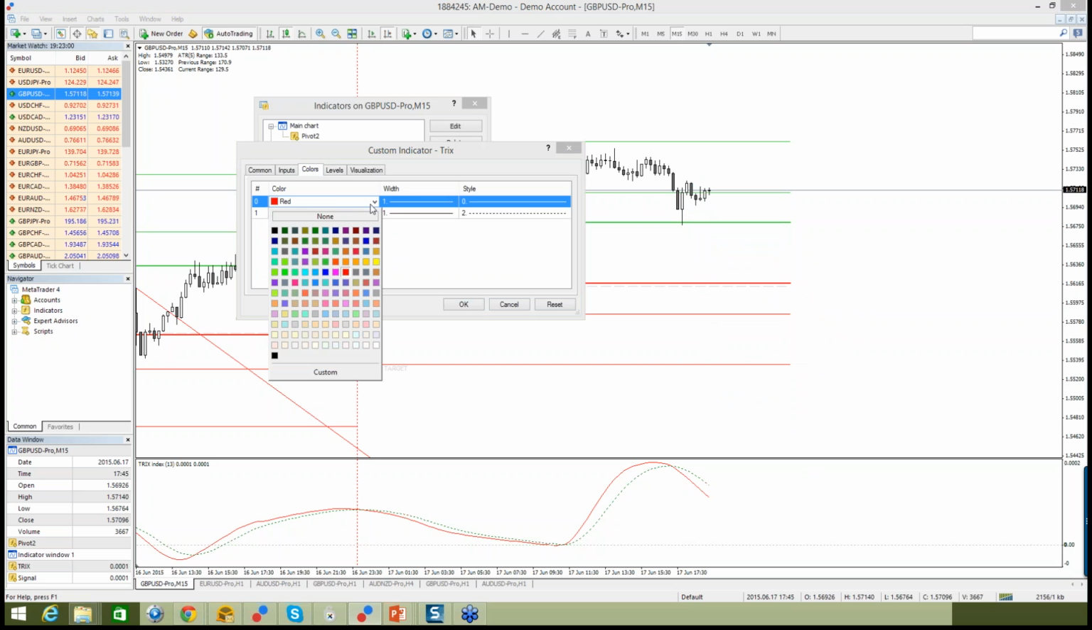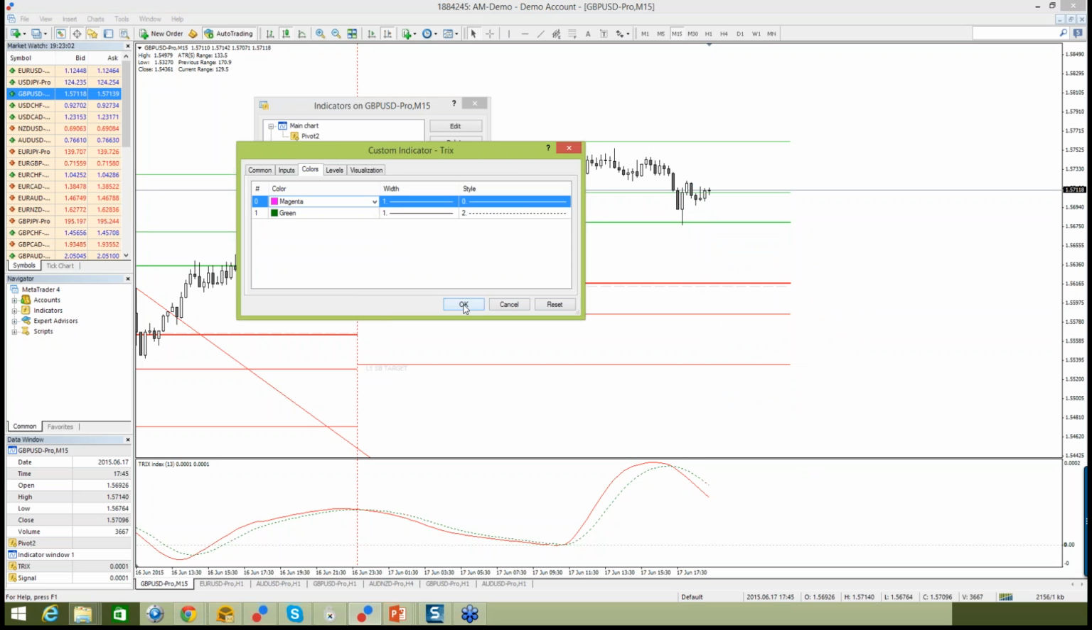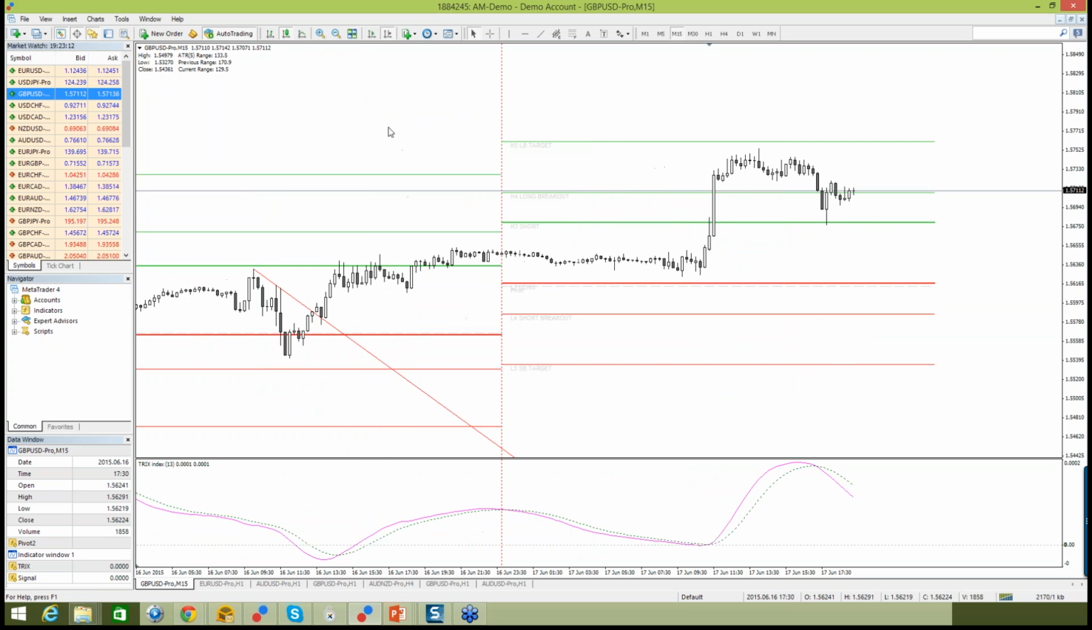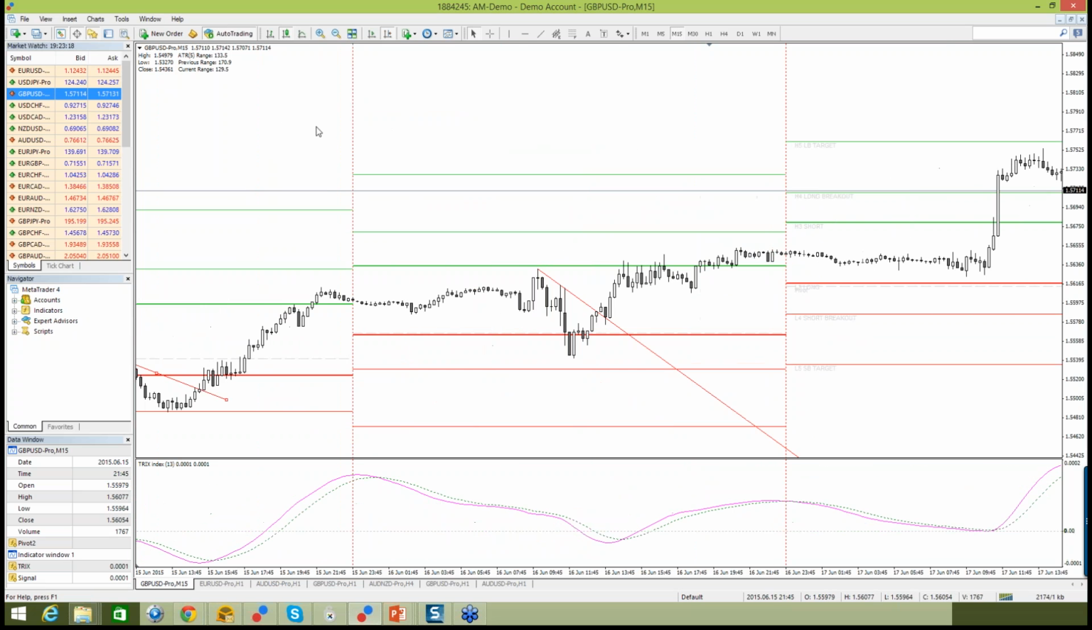It's red by default, but it can also be blue. Okay, you can see it here, or this pink color. It doesn't matter. So this is the signal line, definitely. How I see the usage of Trix, guys, for all intents and purposes, you need to define the trend, and we need to identify the trend on the current time frame.